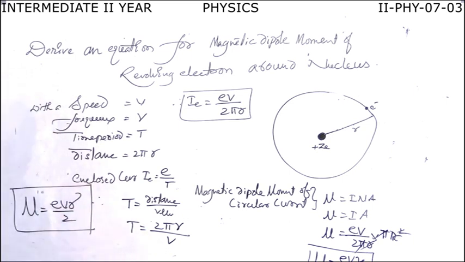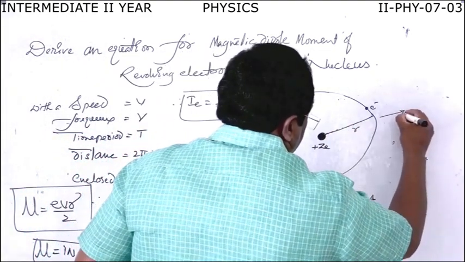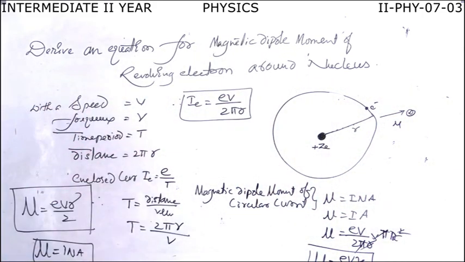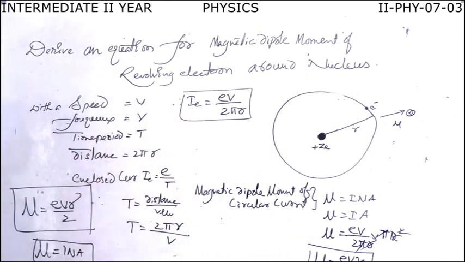The magnetic dipole moment of a current carrying coil is INA. Here e is the charge of one revolving electron, v is the velocity, r is the radius of the circular orbit, giving evr by 2. But if the revolving orbit changes, the magnetic dipole moment of the electron also changes. If the direction of the magnetic dipole moment of the electron is outwards, mu, perpendicular to the board, or into the board, that is the direction of the magnetic dipole moment.